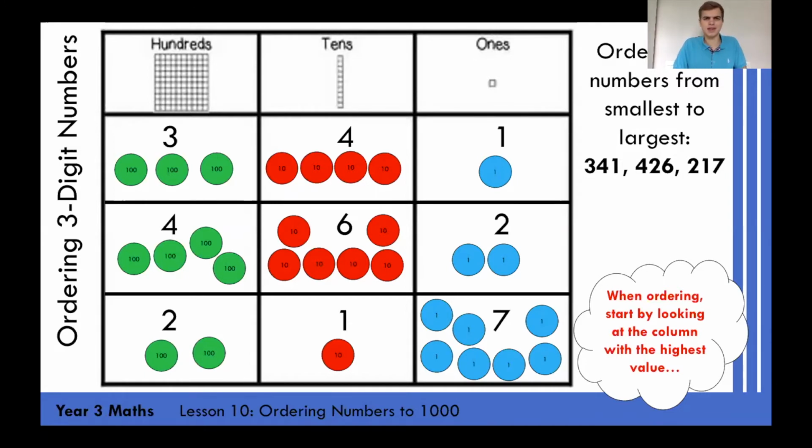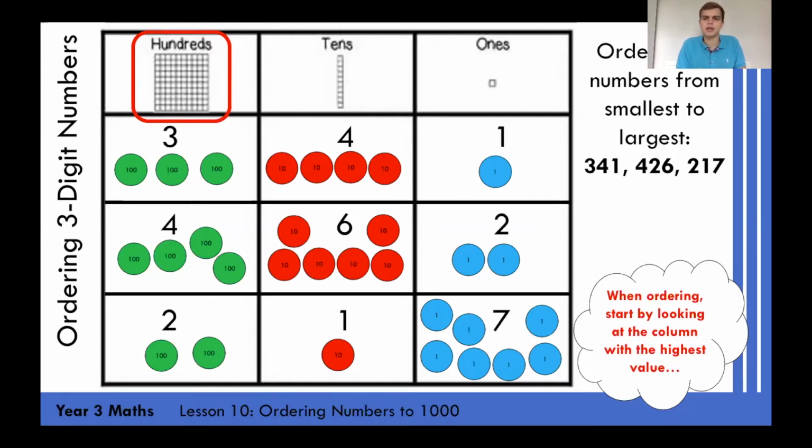Or is it ones? Have a think. Which one is it? Call it out. Well done, it is hundreds, isn't it? Hundreds are bigger than tens, and tens are larger than ones. Fantastic. So we're going to look at our hundreds first. Here we go. And I'm ordering these numbers from the smallest one to the largest one.